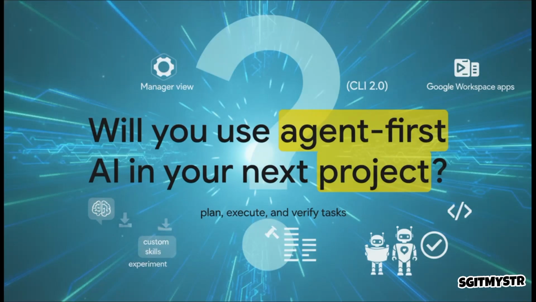What we've covered, the core concepts, the incredible manager view, the power of CLI 2.0, and those seamless Google Workspace integrations. The technology to have AI independently plan, execute, and verify tasks isn't science fiction anymore. It is here today. So I'll leave you with this question. How will you integrate agent-first development to let AI plan, build, and test your next major project? It really is time to rethink your workflow, download the preview, experiment with those custom skills, and step straight into the future of development.